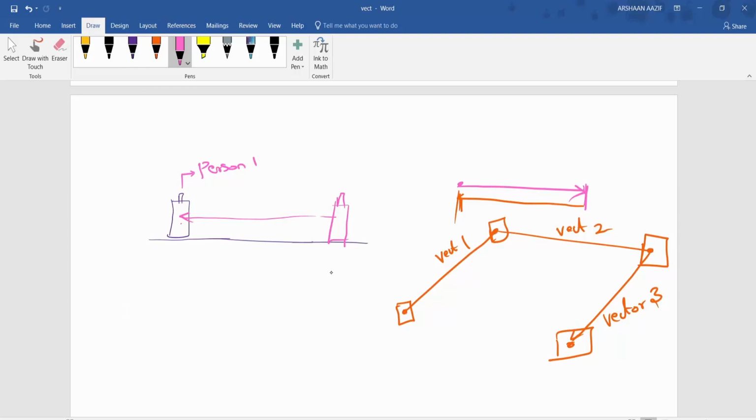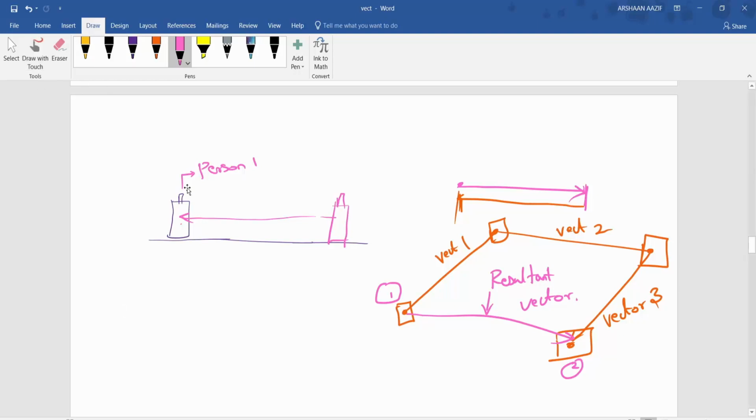So what has happened to the body? We will not worry about what the vectors are. Rather, what has happened to the body is our prime concern. So initially it was here. This is my position 1 and this is my final position. So the net effect that has been created is just this. So this is the resultant of these three, the resultant vector. So this is the simple concept for addition of vectors.